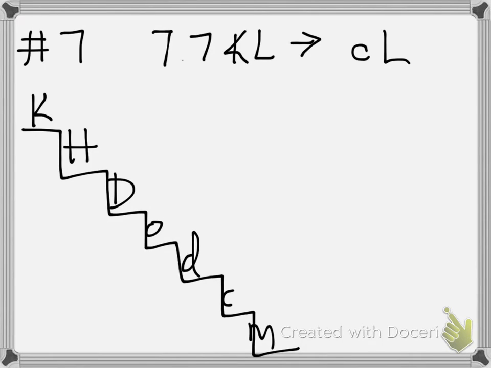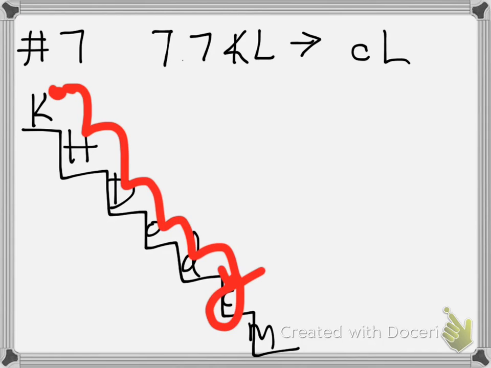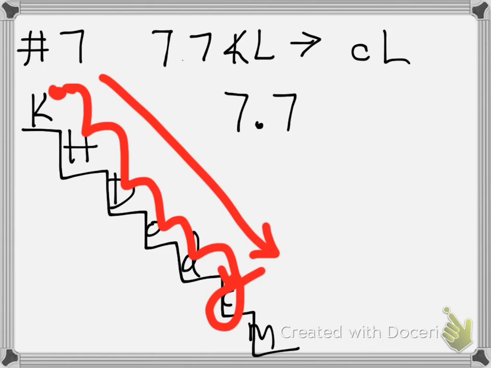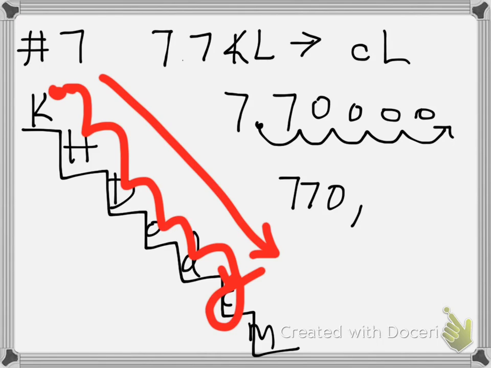Alright, hopefully you had enough time to try that one on your own. What we're going to do is start here with kiloliters, and we're going to go down to centiliters. So down 1, 2, 3, 4, 5. That general direction is to the right, so we're going to take our 7.7 and move our decimal 5 places to the right. So 1, 2, 3, 4, 5. So 1, 2, 3, 4 zeros. So the answer would be 770,000 centiliters. Okay? So whenever we convert units of capacity in metric, we're just going to use the stair-step method.